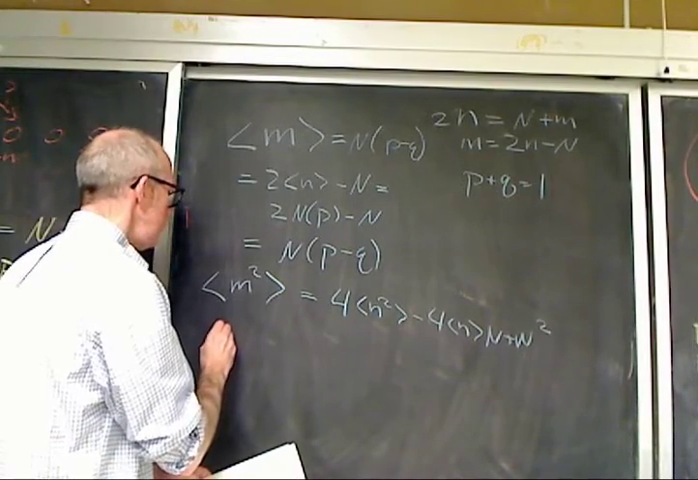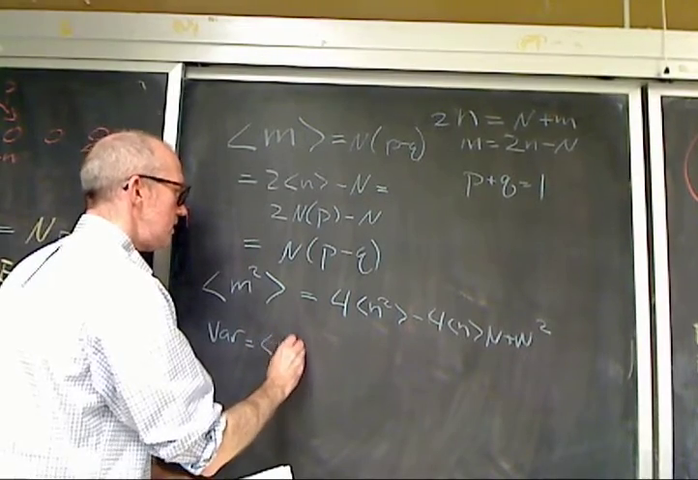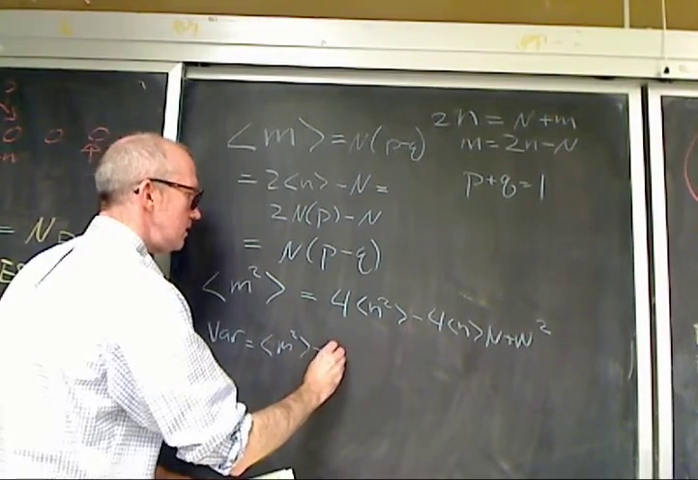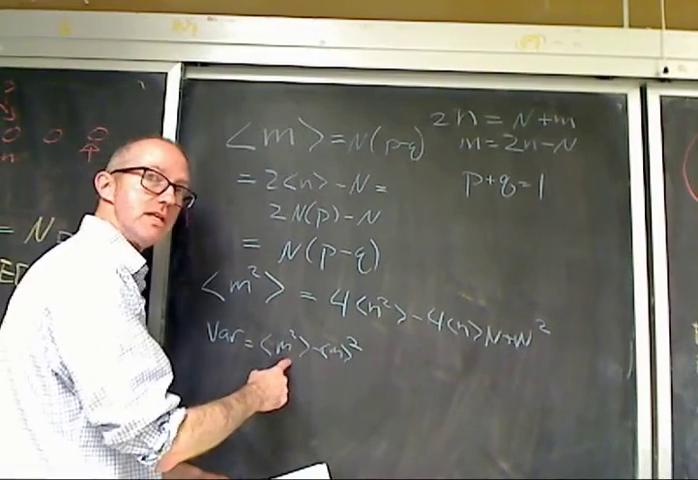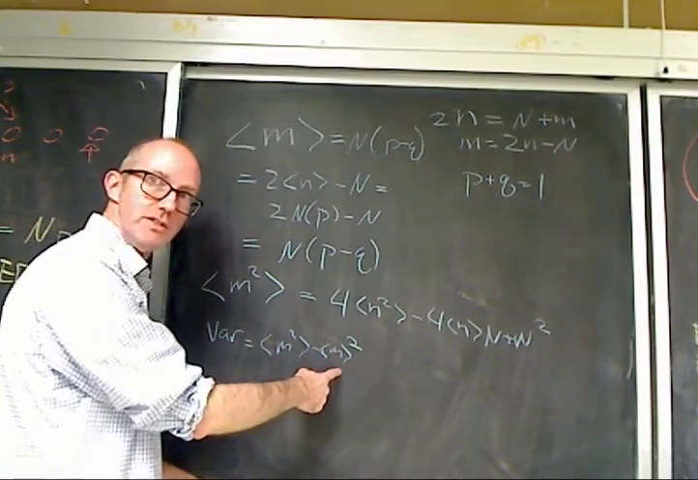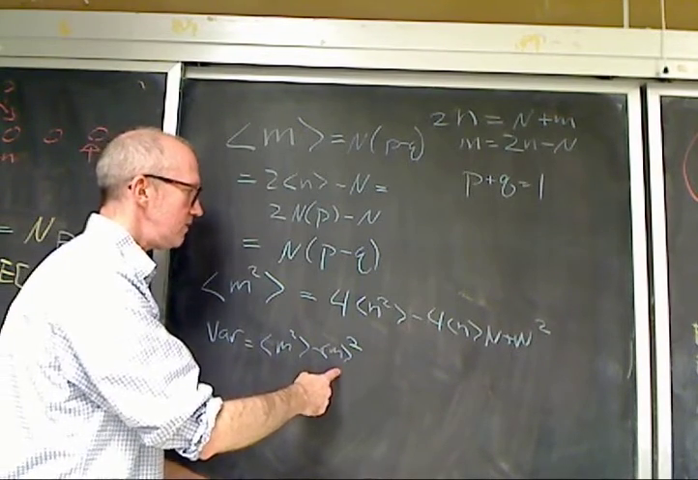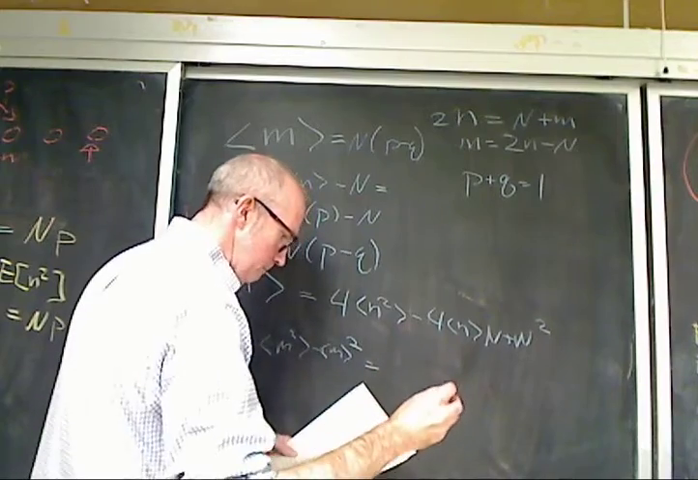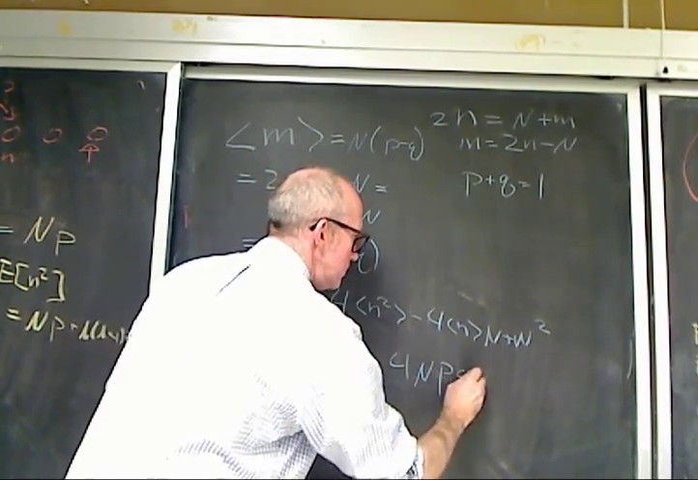And then what I really care about is the variance, which is m squared minus little m squared. So again, the square's on the inside here and the square's on the outside here. So make sure you're keeping that difference. You do a little bit of algebra, and you're left with 4 times big N times P times Q.